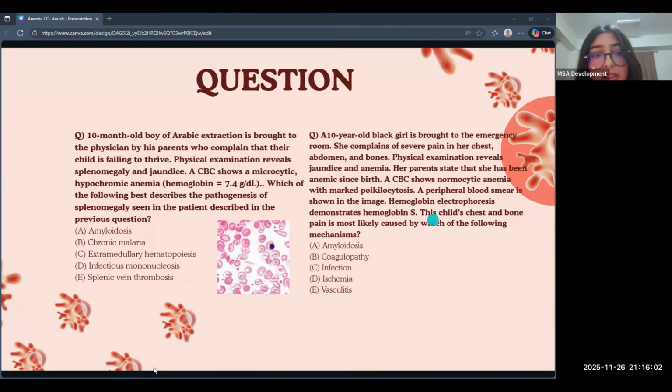Okay, hemoglobin electrophoresis demonstrates hemoglobin S. So we know that this patient has sickle cell disease, right? Because she has hemoglobin S. Now, what's happening here? Why is this patient coming with severe pain in her chest, abdomen, bones? It's because she's having a sickle cell crisis. And when does a sickle cell crisis happen? It happens when there's ischemia to organs. So the answer here would be D, ischemia.